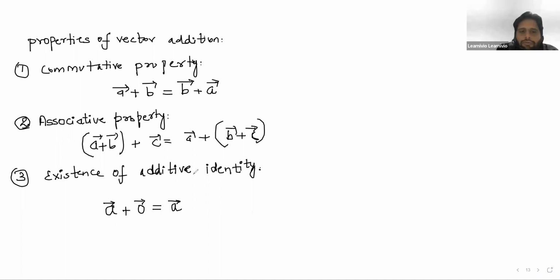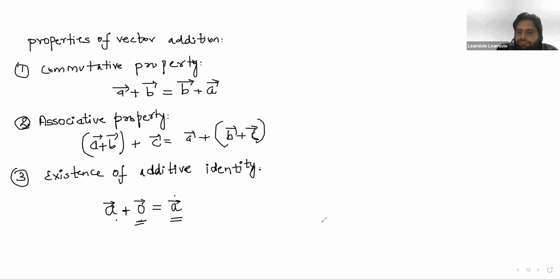Third, existence of additive identity. That means we are adding something to the vector A and we get the same vector. So this is the additive identity. What you add to a vector A so that you get the same vector is the zero vector. And this is called the additive identity.